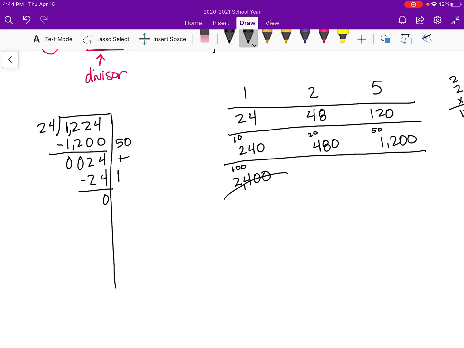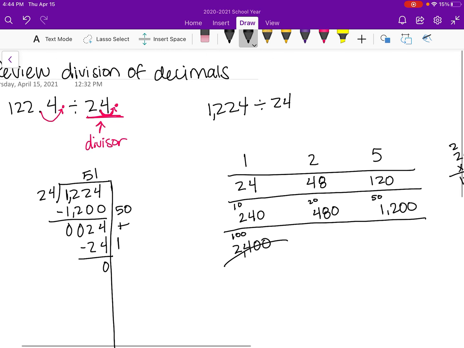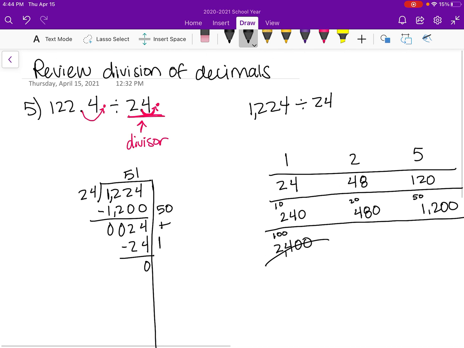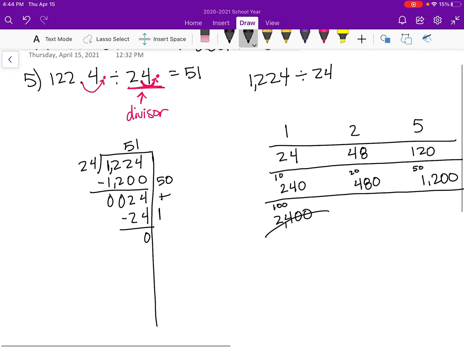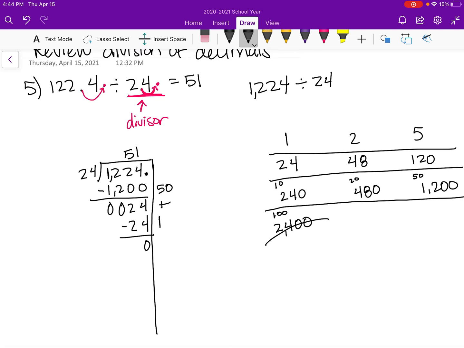Now I just add 50 plus 1. These are the numbers of groups I took away, which is 51. So that's my answer. 122 and 4/10 divided by 2 and 4/10 equals 51. You can see I didn't worry about a decimal because the decimal is going to go after the 4 technically. So I don't have any numbers after my decimal, which means I don't need any numbers after a decimal in my answer. So my answer is 51.